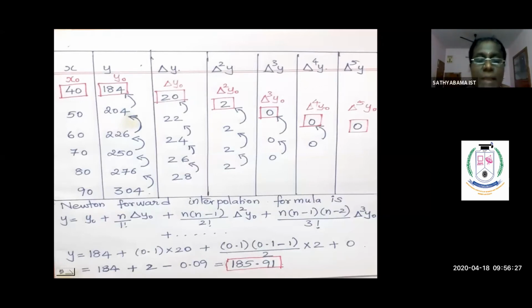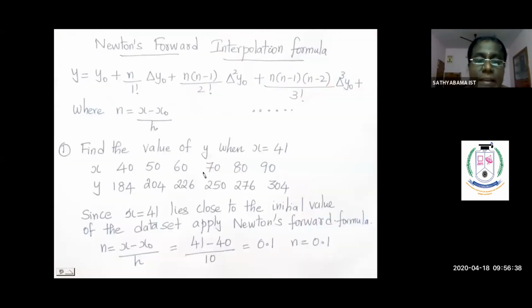So now I'm getting in this problem 185.91, which is the corresponding Y value for the given data set where X is 41. You see, it lies in between these two values. Your Y value lies in between these two values. So your answer is correct.